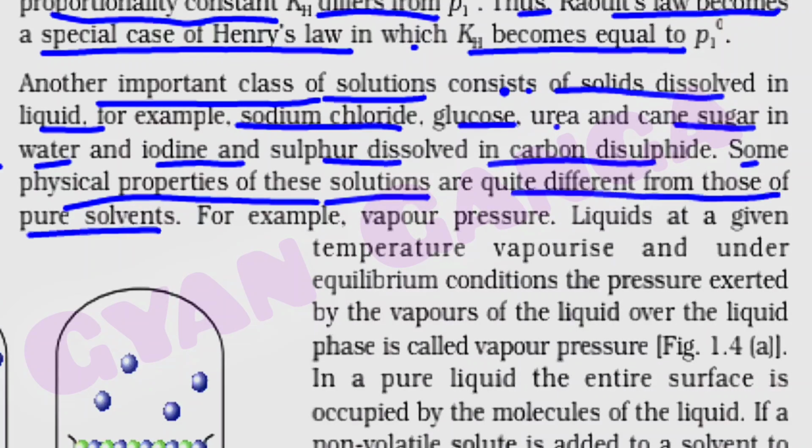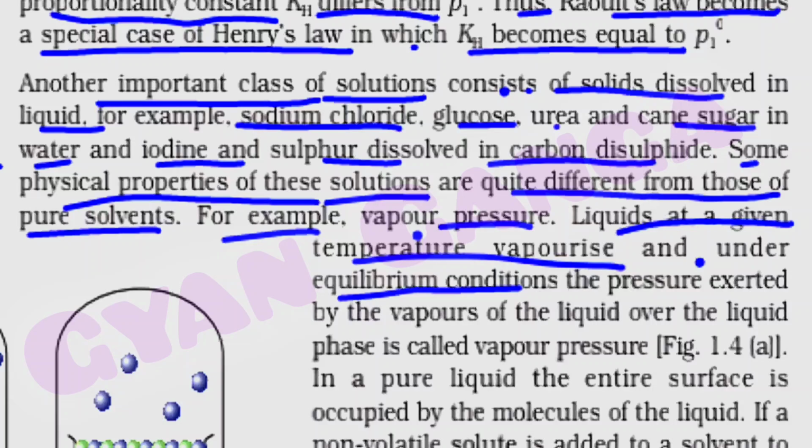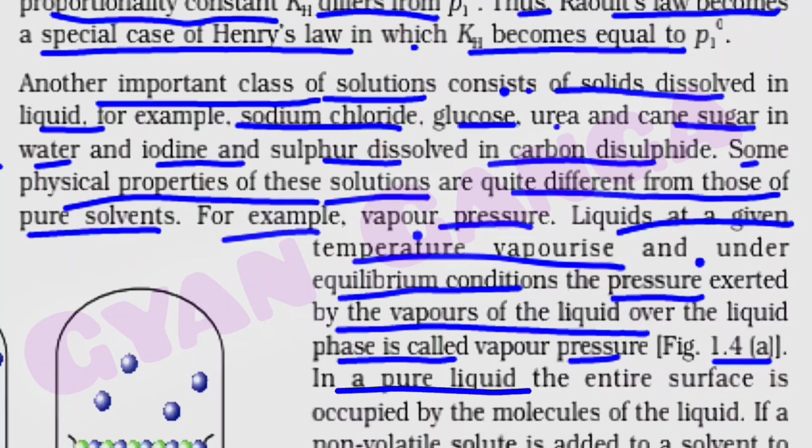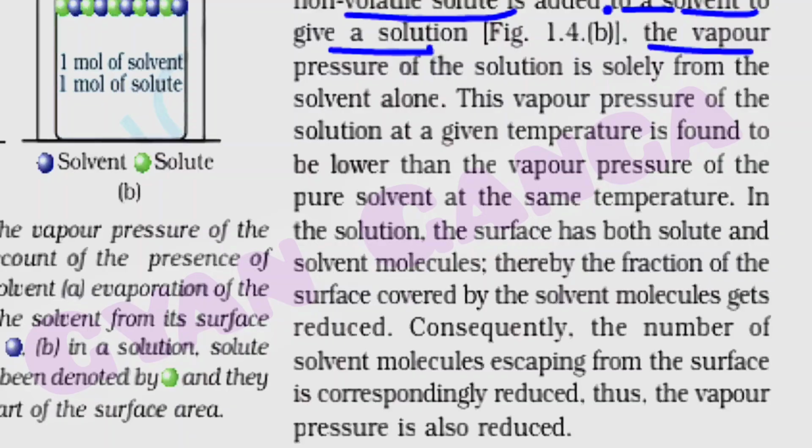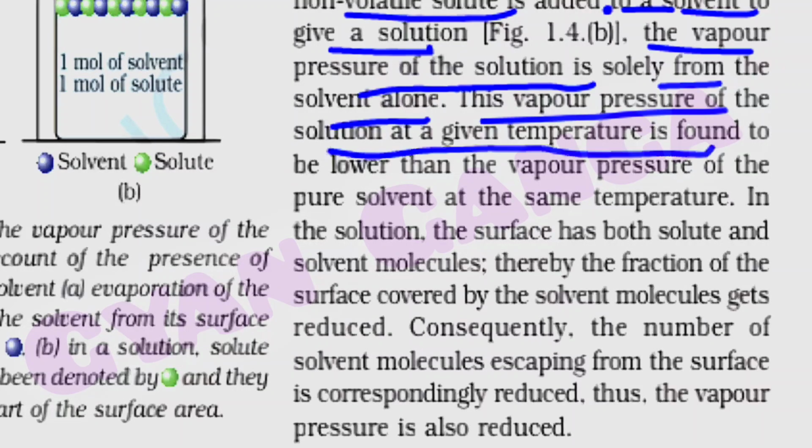For example, vapor pressure. A liquid at a given temperature vaporizes, and under equilibrium condition, the pressure exerted by the vapor over the liquid phase is called vapor pressure (Figure 1.4a). In a pure liquid, the entire surface is occupied by the molecules of liquid. If a non-volatile solute is added, the vapor pressure of a solution is solely from the solvent alone. This vapor pressure of a solution at a given temperature is found to be lower than the vapor pressure of pure solvent at the same temperature.